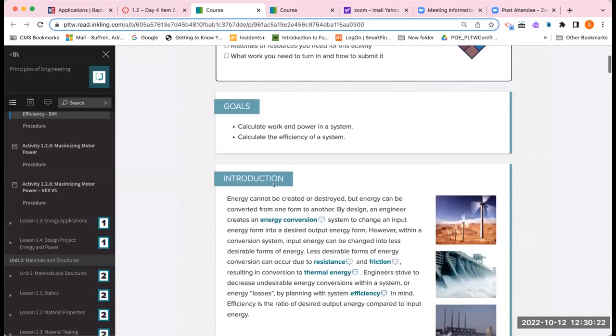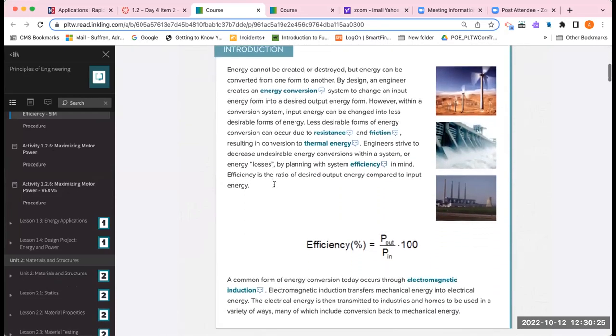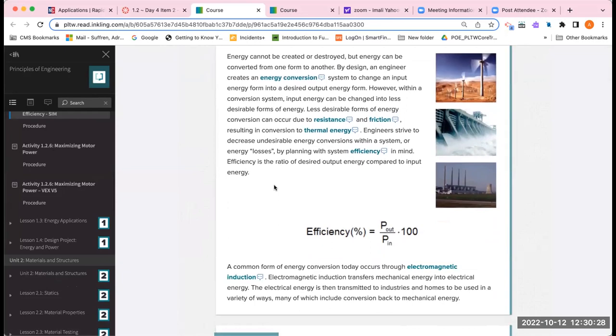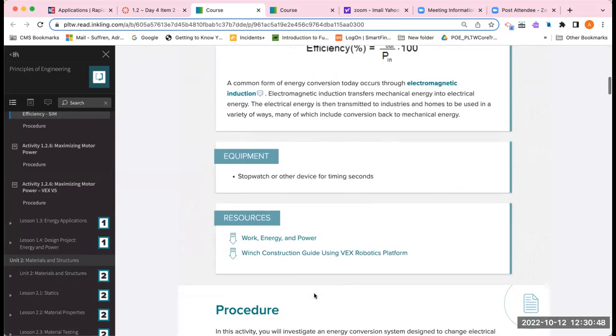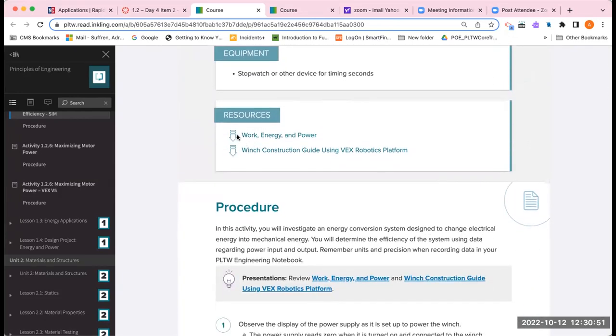Okay, so you're going to read through this literature, and your percent efficiency equals your power out over power in times 100%. It talks about electromagnetic introduction. Read all that. Then your resources give you basically the slide that we just went over, and this right here is our winch construction guide.